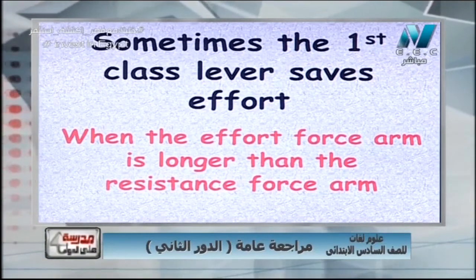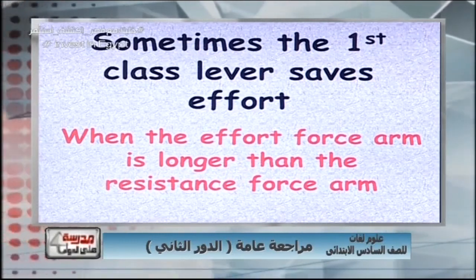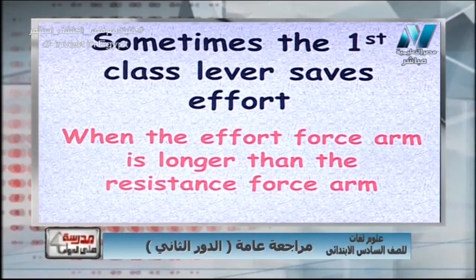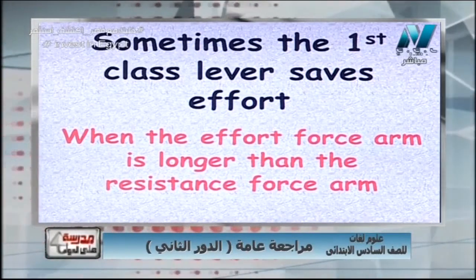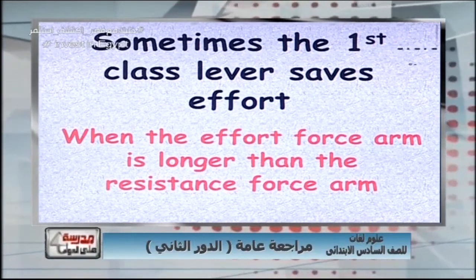لكن دايما second class lever بتوفر مجهود. ليه بقى الـ second class lever دايما بتوفر مجهود أو هي أحسن نوع؟ عشان الشرط ده عندها forever موجود باستمرار. عندها دايما effort force arm longer than the resistance arm.